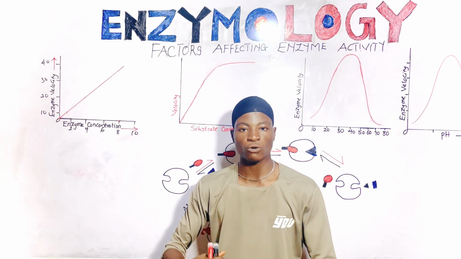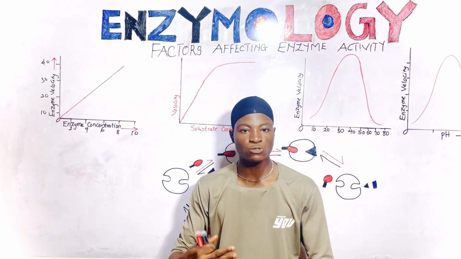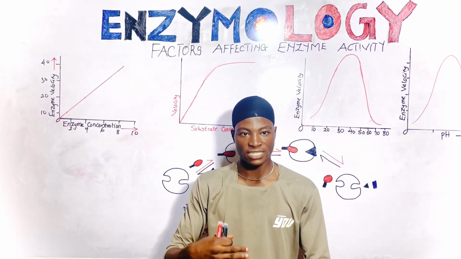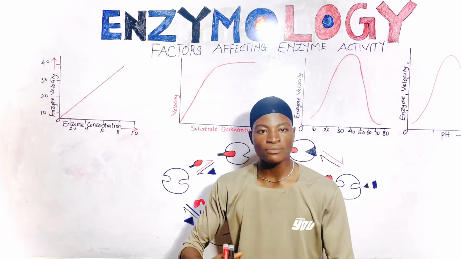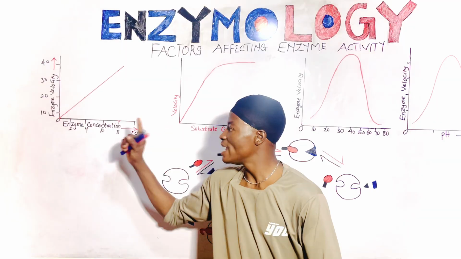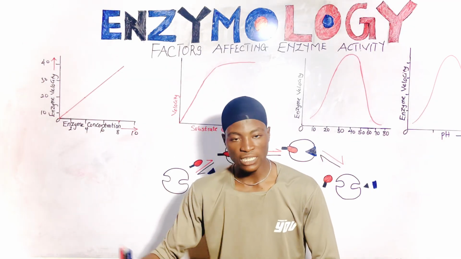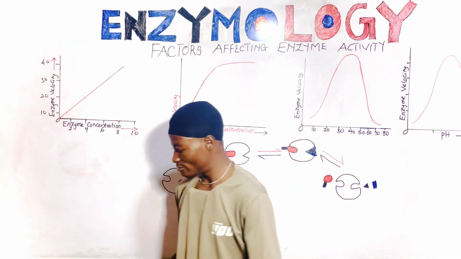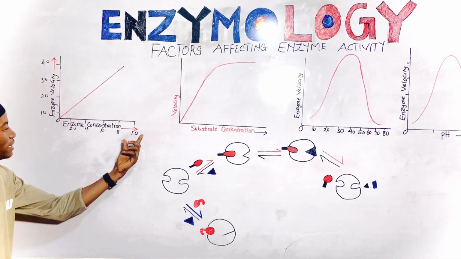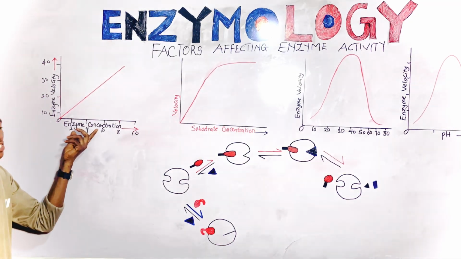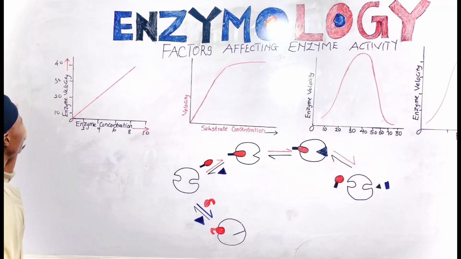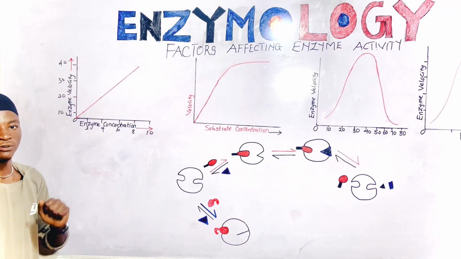At times, the concentration of an enzyme tends to affect the activity of the reaction itself, that is, the velocity of the reaction. So whenever there is an increase in the concentration of the enzyme, there is always an increase in the velocity of the reaction. Take for example this graph: we have 0 to 10 here that serves as enzyme concentration, and we have 0 to 40 here that serves as the velocity of the reaction.